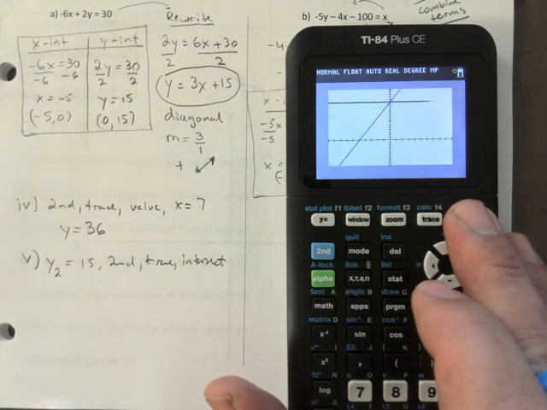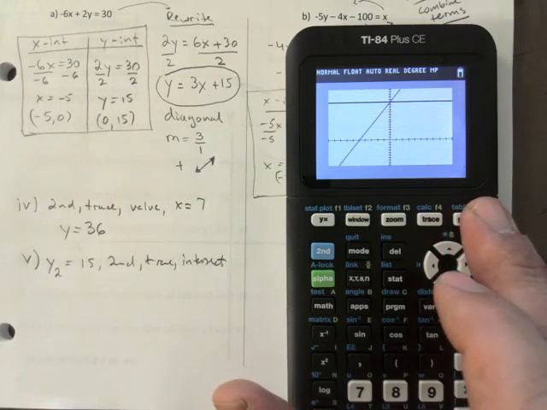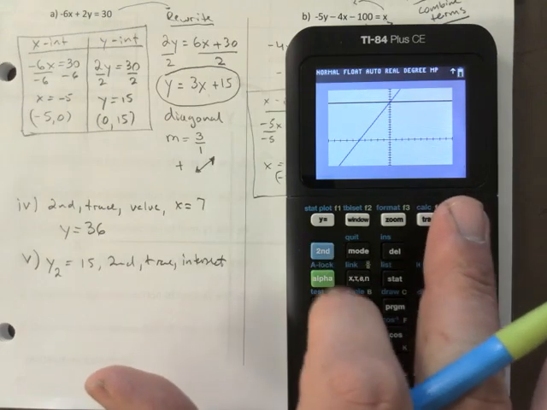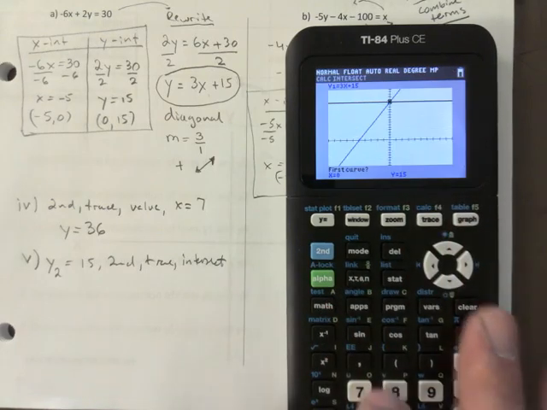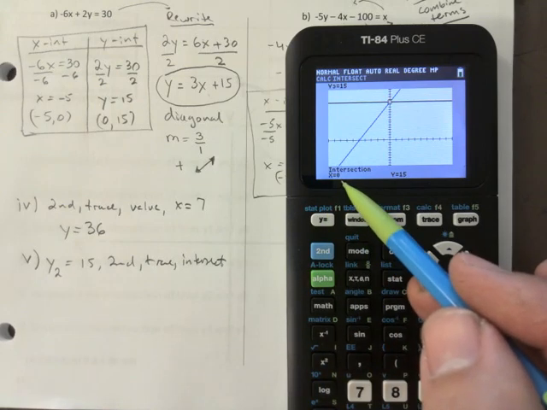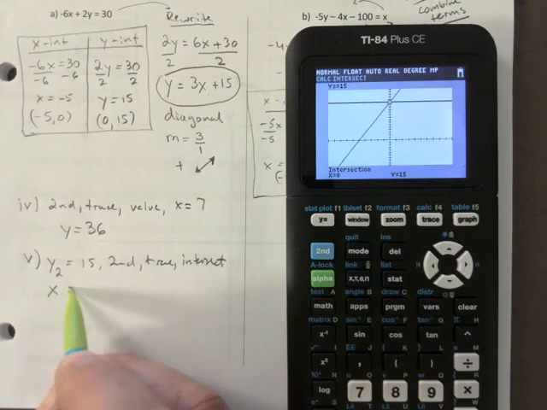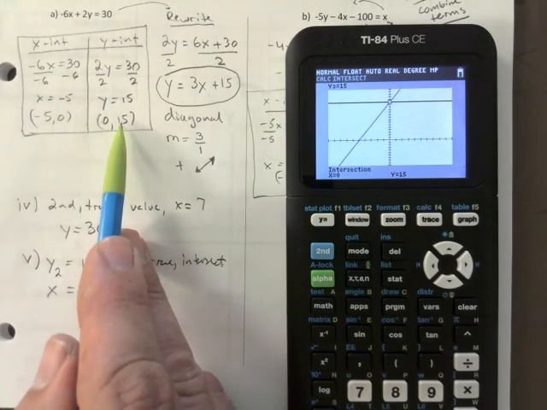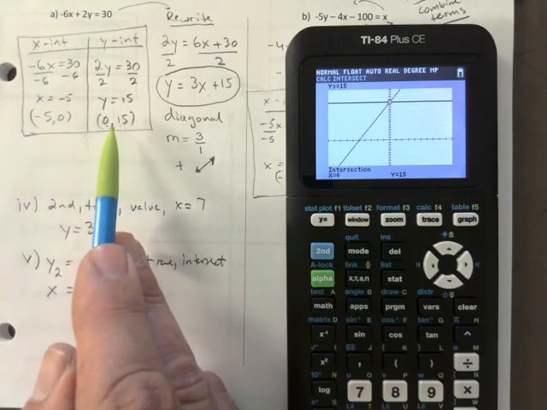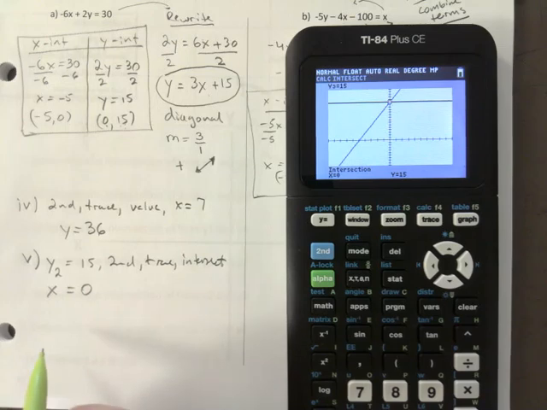Hit graph. And then find the intersect. Second trace 5. Enter, enter, enter. And x is equal to 0, which we already knew. We knew that when y is equal to 15, x is equal to 0. We already determined that prior to this. Okay, so that's a review of that.